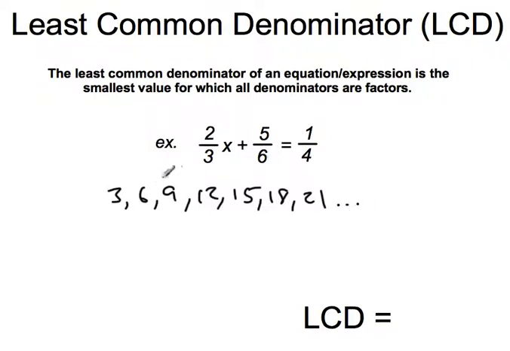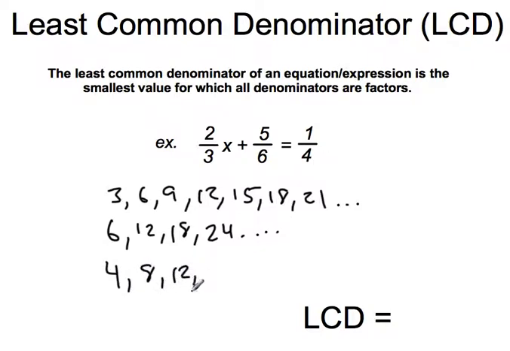Okay. What are the multiples of 6? 6, 12, 18, 24, and so on. Okay. And what are the multiples of 4? 4, 8, 12, 16, 20, and so on and so forth. Now, the LCD is the smallest number that they all have in common. So the smallest multiple of 3, 6, and 4 that they all share.